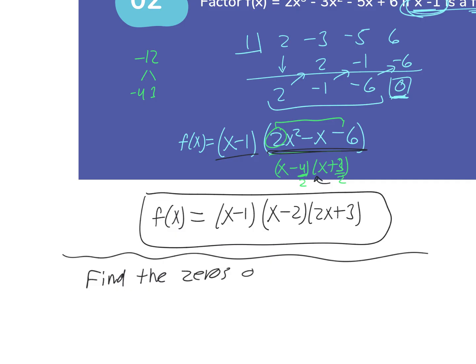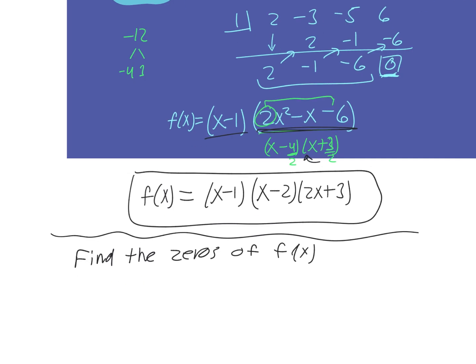Find the zeros of f of x, right? Which seems like it would be its own process, but it's really the exact same thing. Now that I have the factored polynomial, all I have to do is set all of my factors equal to 0. So x minus 1 equals 0, x minus 2 equals 0, and 2x plus 3 equals 0.